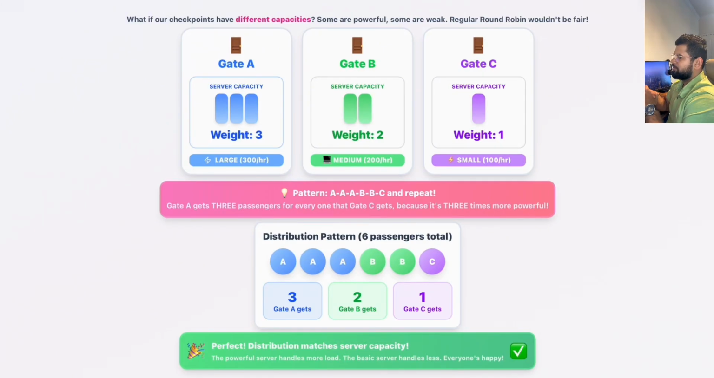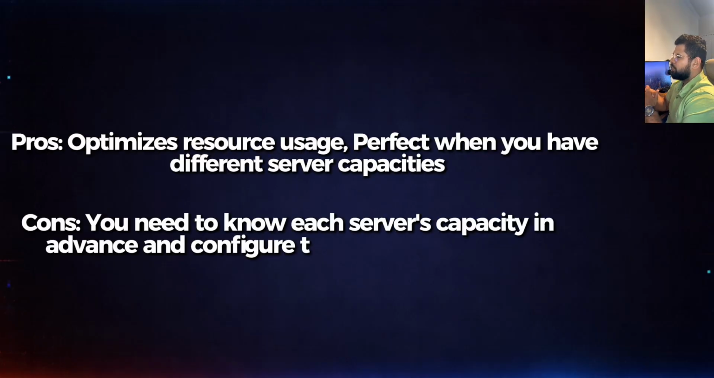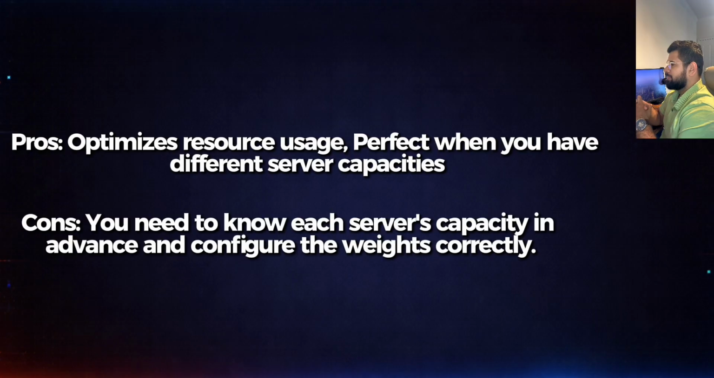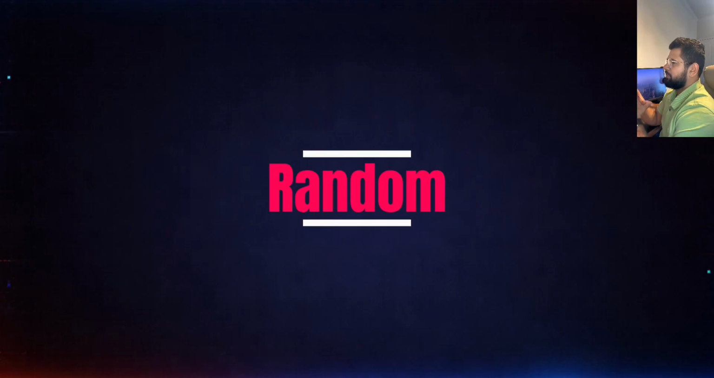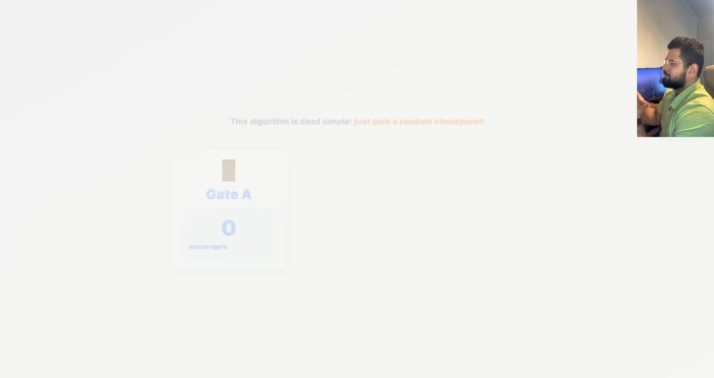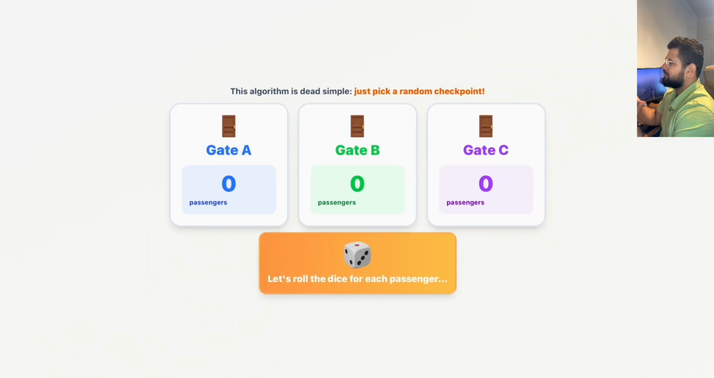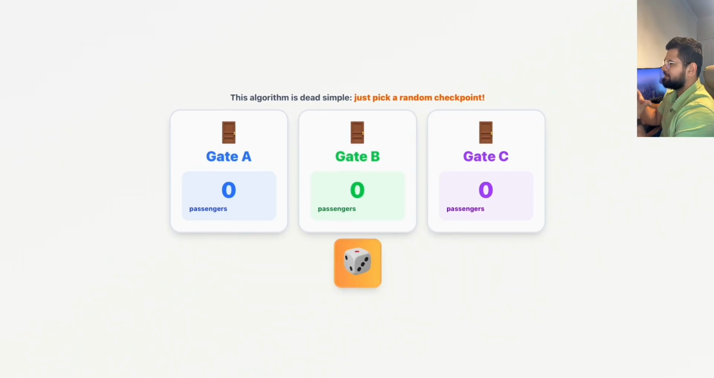Pros of this algorithm: optimizes resource usage, perfect when you have different server capacities. The con is that you need to know each server's capacity in advance and configure the weights correctly. And now for something completely different, the random algorithm. This one is beautifully simple. Just pick a checkpoint at random. It's literally like rolling a dice: get A, get B, or get C.